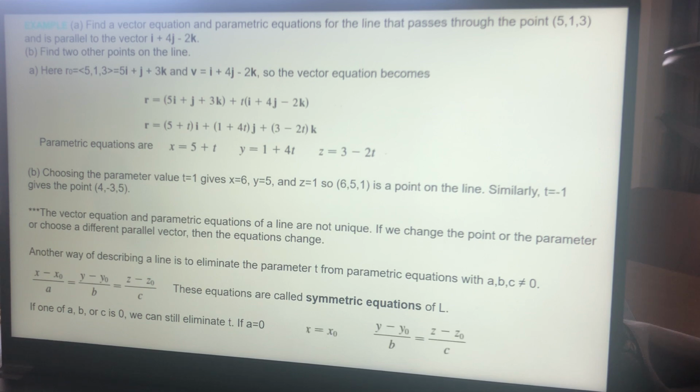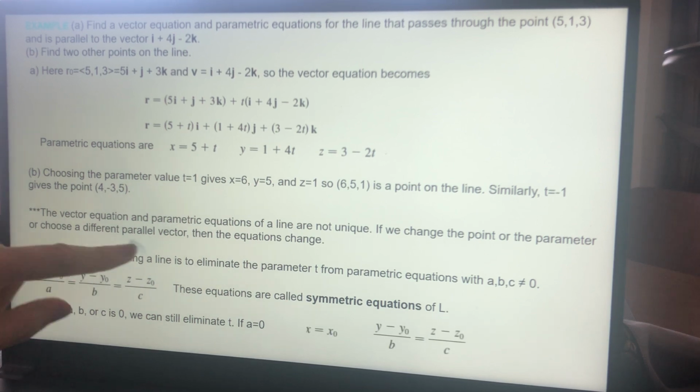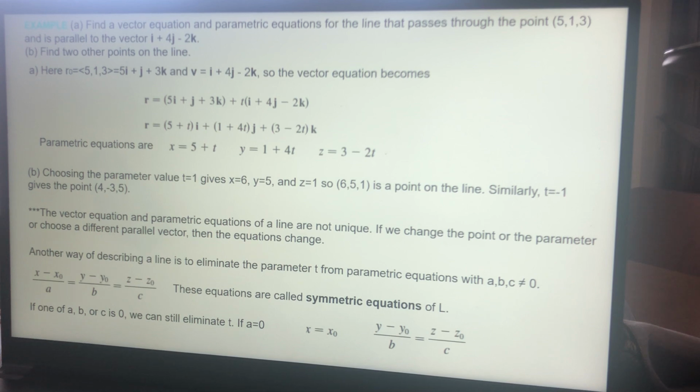if a is 0, you can easily say that when x equals x0, you will still need another equality for that, so you can get a symmetric equation in that way.